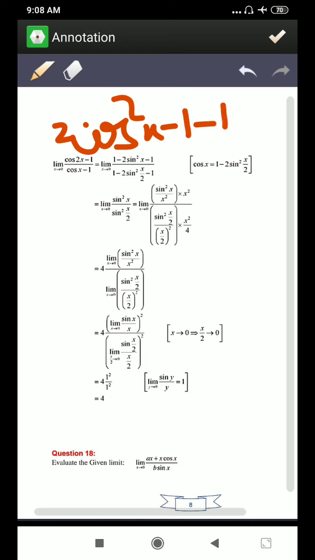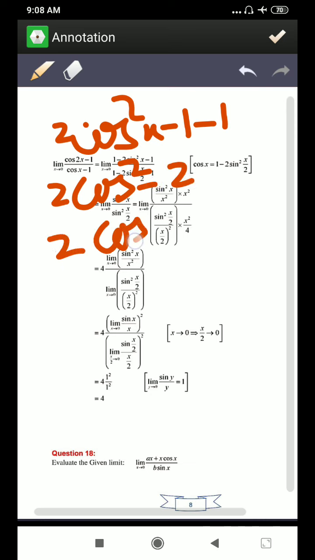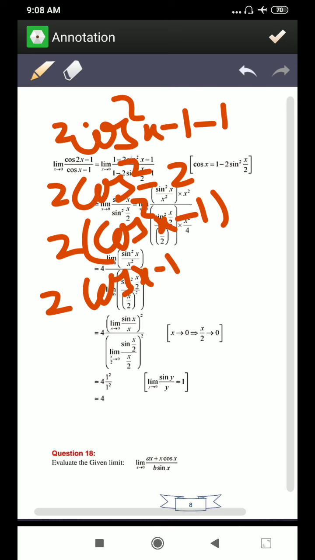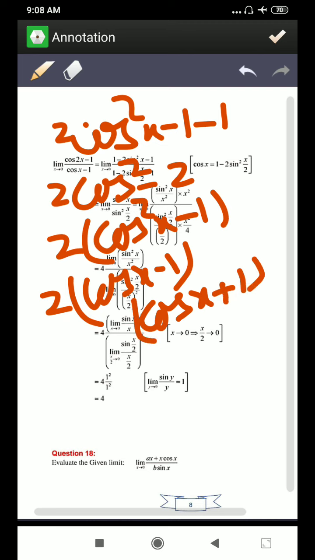1 minus 1 is already there. Numerator I am solving. I have replaced cos 2x by 2 cos square x minus 1. So now it is 2 cos square x minus 2. In the numerator, 2 you can take common. It is cos square x minus 1. You factorize the numerator. It is 2 into (cos x minus 1) into (cos x plus 1). Denominator already has cos x minus 1. Now I am putting the denominator.